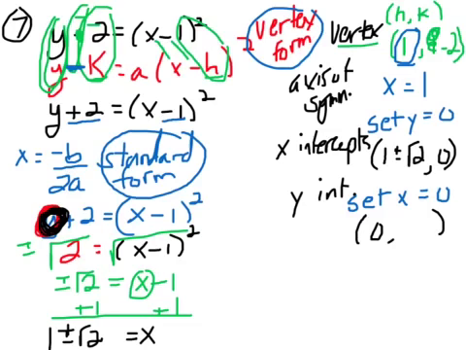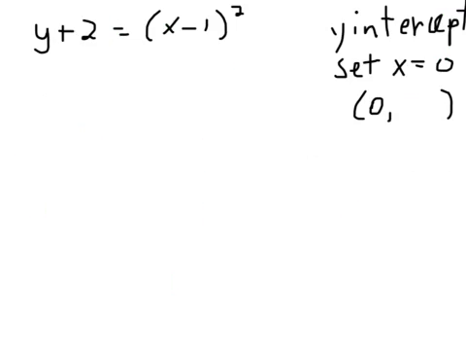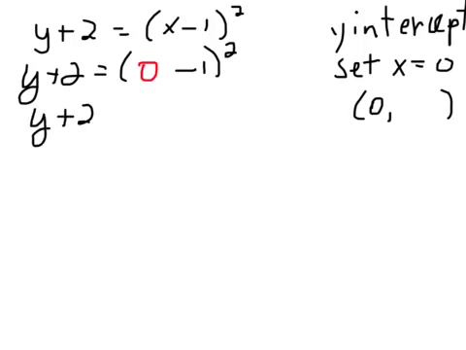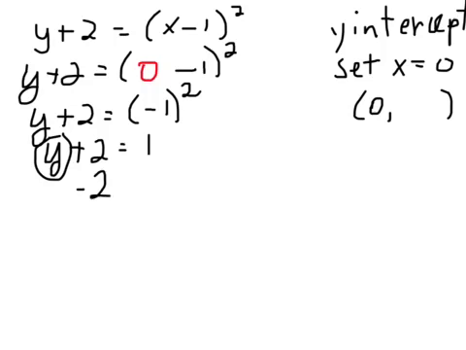Let me go to the next page to find the y-intercept. We need to set x equal to 0. So I've just copied that down here. So now we're going to go in and set x equal to 0. This time I'll plug it in all proper. Okay, so x is equal to 0. Plug it in, minus 1 squared. So I have y plus 2 equals 0 minus 1, which is a negative 1, but I'm going to square it. Y plus 2 is equal to 1. To solve for y, all I've got to do is subtract 2 from each side. Y equals negative 1. Oh, there we go.